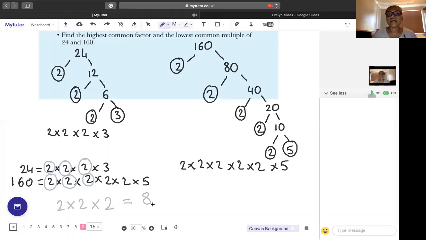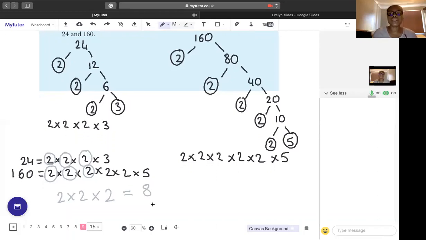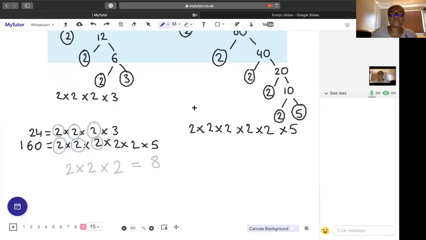Now, to work out the lowest common multiple, we're going to use our highest common factor. So this here is our highest common factor.